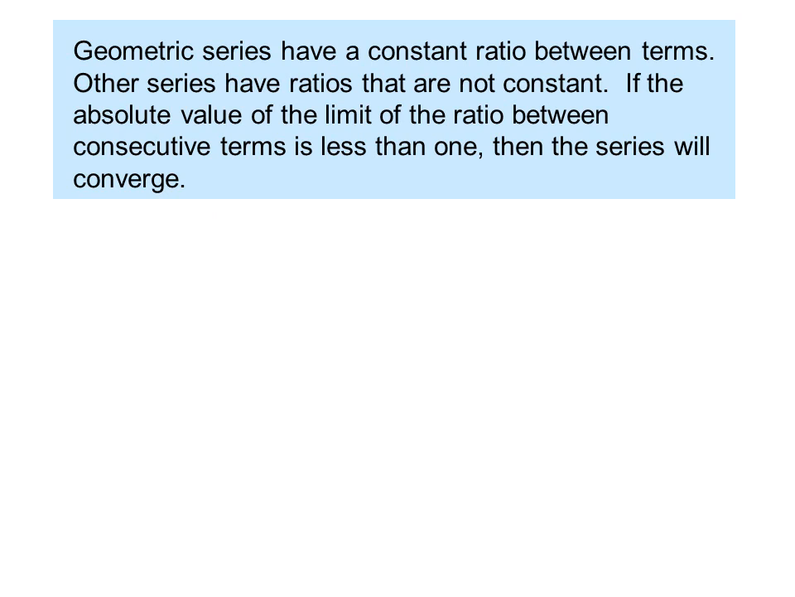Geometric series have a constant ratio between terms. Other series have ratios that are not constant. If the absolute value of the limit of the ratio between consecutive terms is less than 1, then the series will converge.